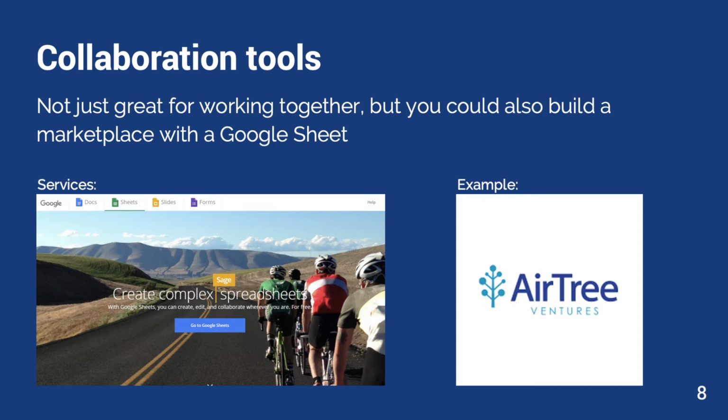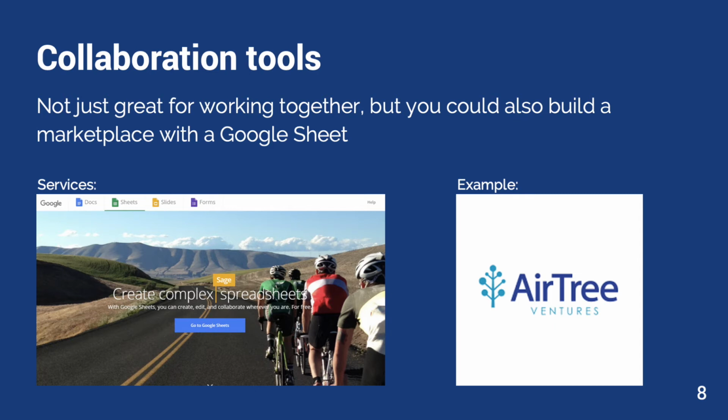Now I'm going to share some different tools that you can use to build an MVP. And this might sound a bit bizarre to mention, building an MVP with what is essentially Google Suite. So Google Sheets, Google Docs, Google Slides. But there have been businesses that just launched literally with these services. And an example of that is Airtree Ventures.